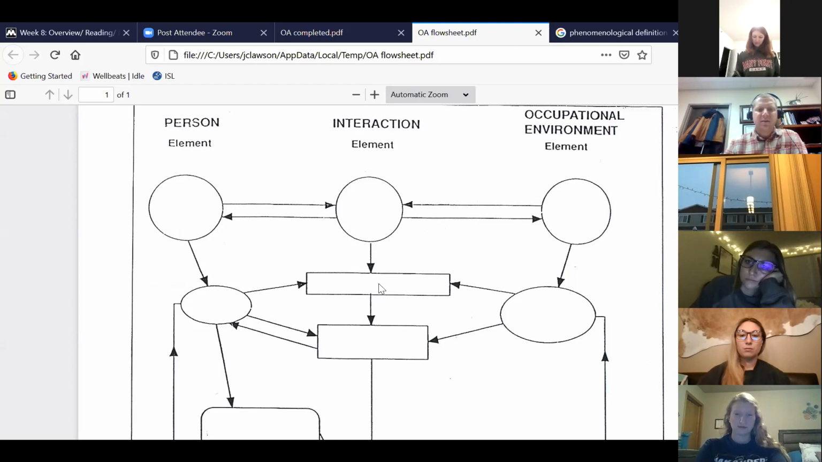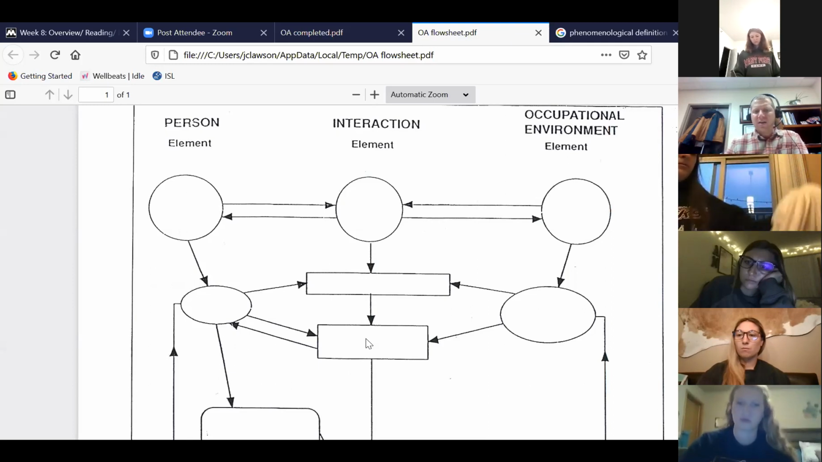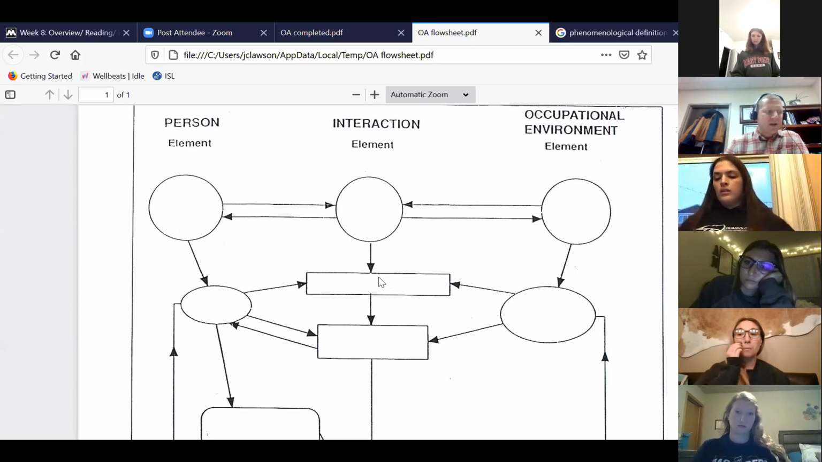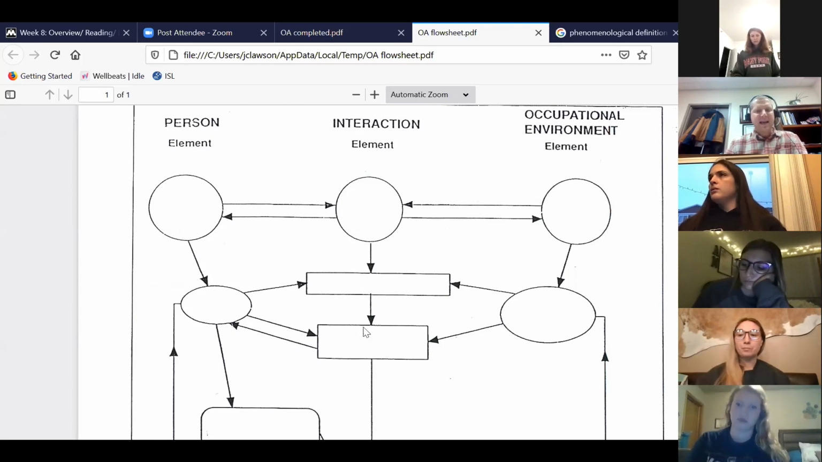A little rectangle underneath the middle circle. So when the occupational challenge presents itself, like something's challenging here, I really want to do this occupation, but I can't quite do it yet, okay, that challenge would occur based on your occupational roles and your expectations. Okay, so if you are a mother, that would impact whatever occupational challenge you have. So in the middle rectangle, right in the center, we have occupational challenge. Okay, that's occurring from the person and the environment and that press for mastery. Okay, and that is all guided by your occupational roles and expectations. Okay.